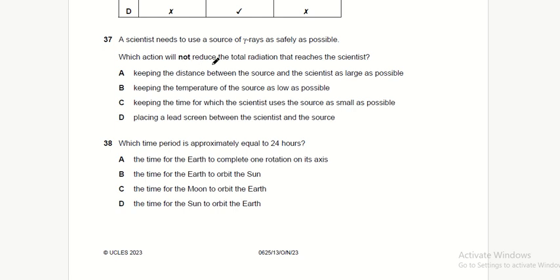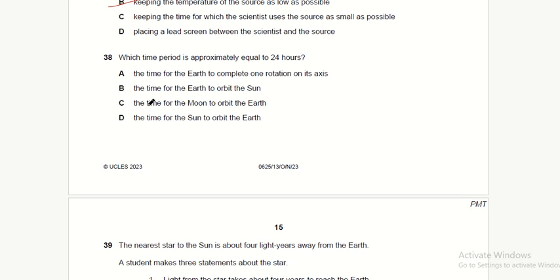This will not reduce total radiation. Keeping the distance between the source and scientists as large as possible reduces it. Temperature has no effect.